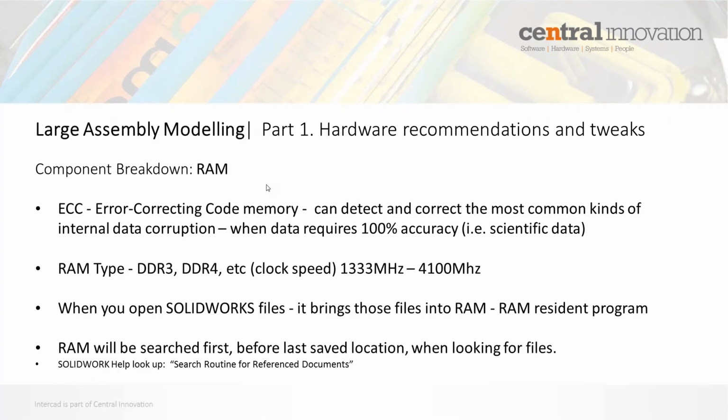Also note there that RAM is going to be searched before your last save location when you're looking for files. So if you're opening a large assembly file and you happen to have a part file open with the same name as a part file that's in that assembly, but it's not the same file, it's going to use the one that's in RAM before it uses the one in the last save location. If you want more information on that, you can go to the SOLIDWORKS help and look up search routine for reference documents, and it will explain to you, or go through the process that SOLIDWORKS goes through when it's checking for file locations, etc.